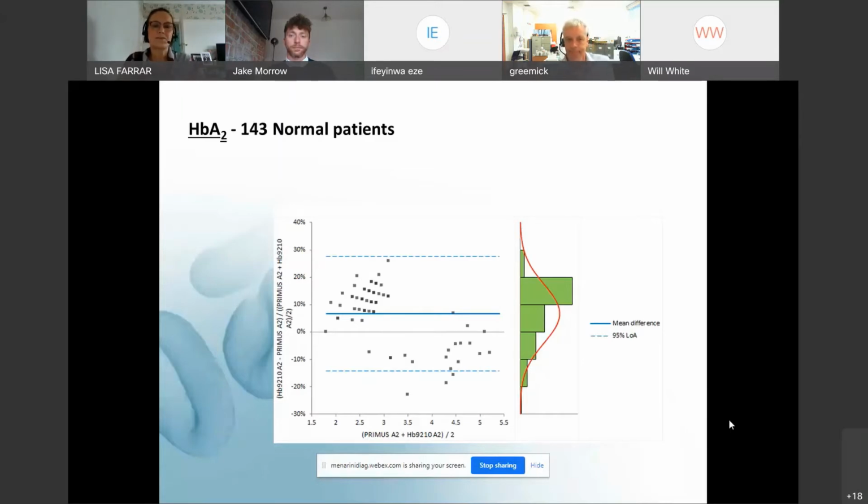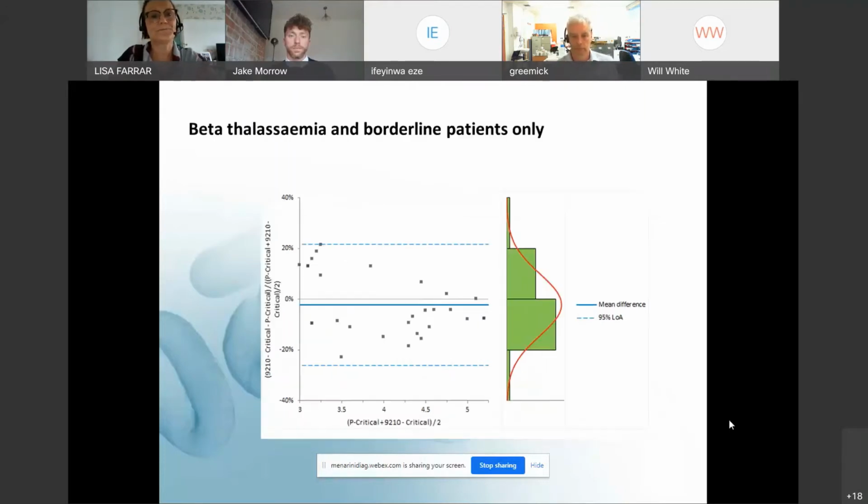So the positive bias that we were seeing on the Hb9210 in this instance corrected the issues and problems that we were having on our EQA schemes and brought us back into line with everybody else and in consensus with all other users. So it gave us a lot more confidence in this analyzer moving forward, and if it was the analyzer of choice for us to move to.